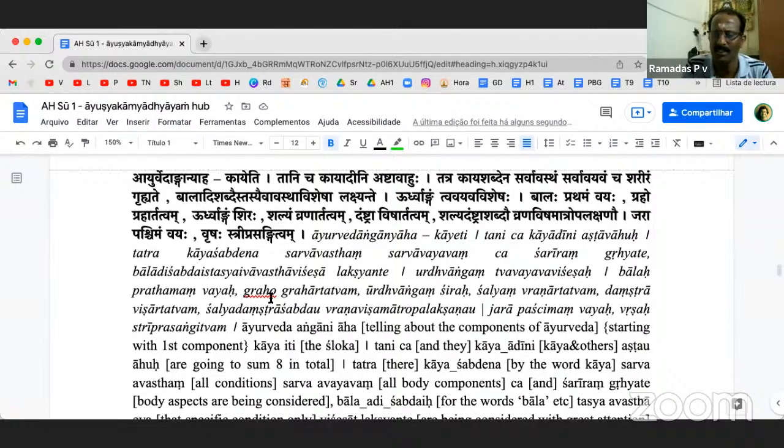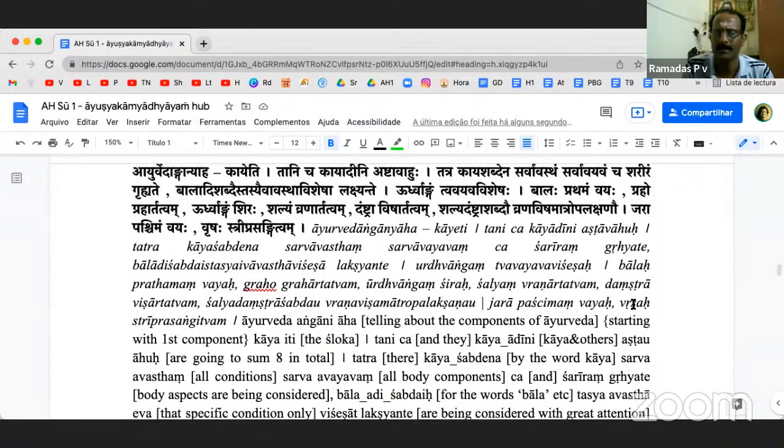Here, this is the difference. Shalya is for Vrana alone. Damshtra is purely for Visha. So, even where there is no snake bite, even where the bite is not there, any Visha that enters your body will be considered as Damshtra, because it is Visha Chikitsa.